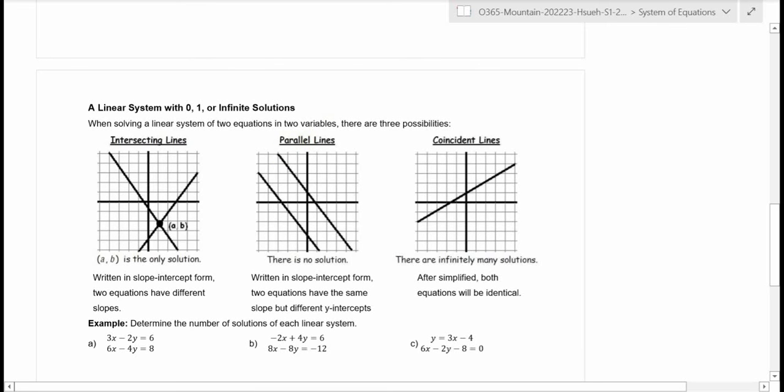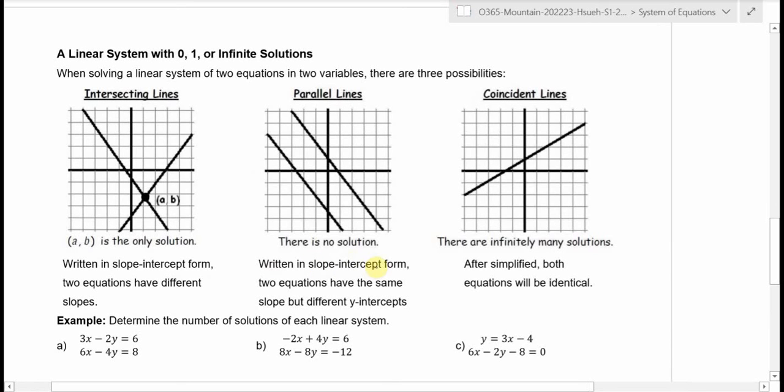Or we could have parallel lines, and this happens when, if you write them in slope-intercept form, they have the same slope but different y-intercepts. And the last one is what we call coincident lines. That means they are identical, so there are infinitely many solutions. What that means is after you simplify them, both equations will be exactly the same.